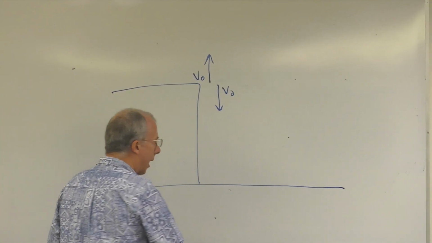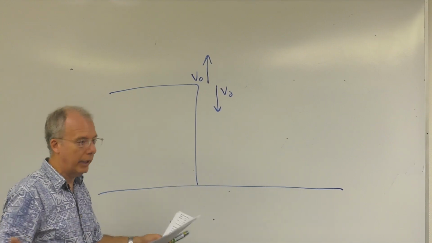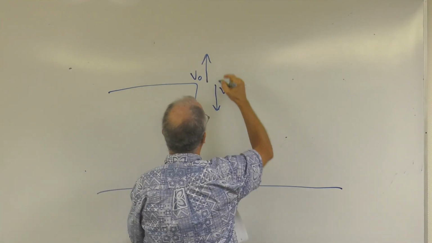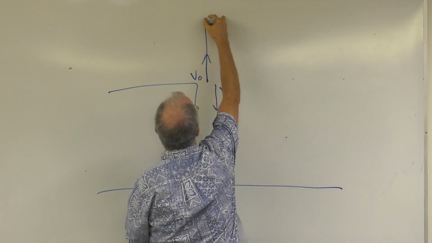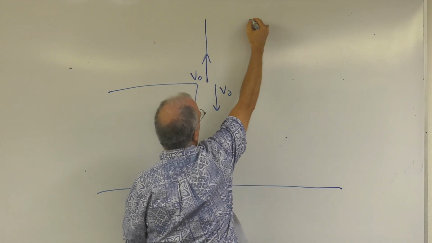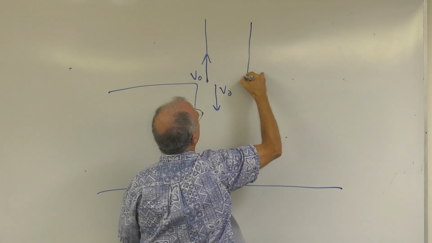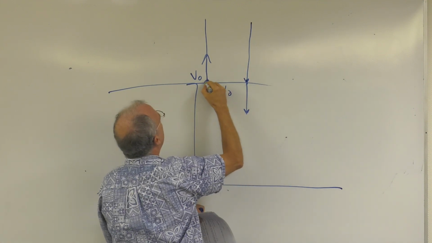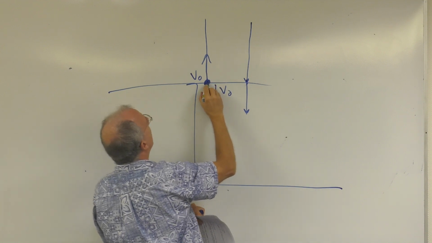Okay, let's talk about it. This is all about symmetry. So this guy is going to go straight up, stop, and then turn around. I'm going to draw when it turns around here. Whatever. This thing had initial speed v0.